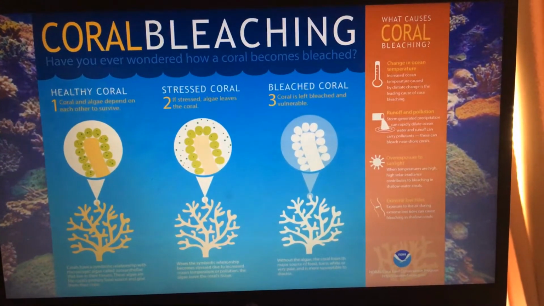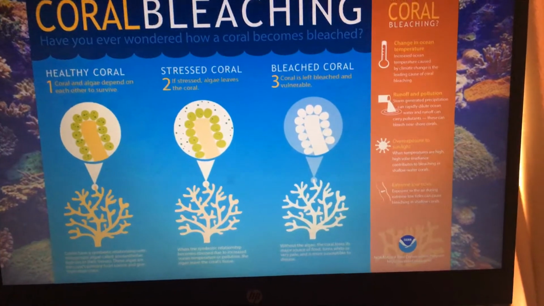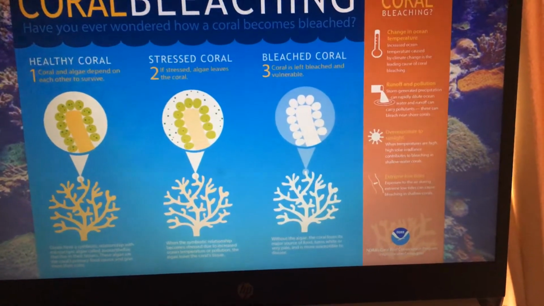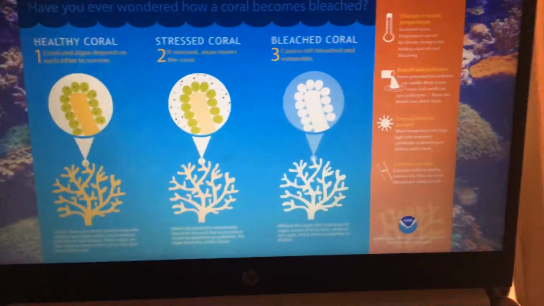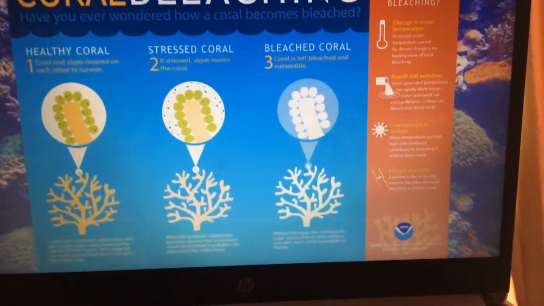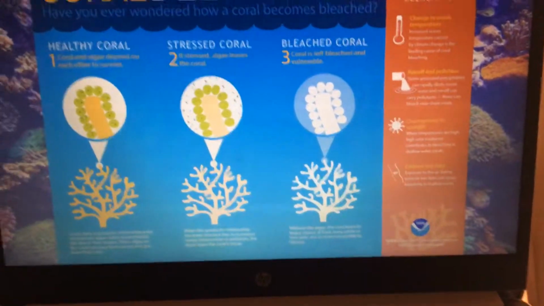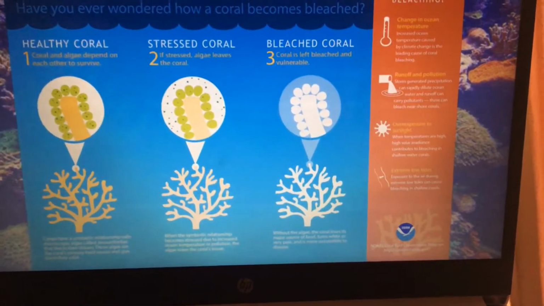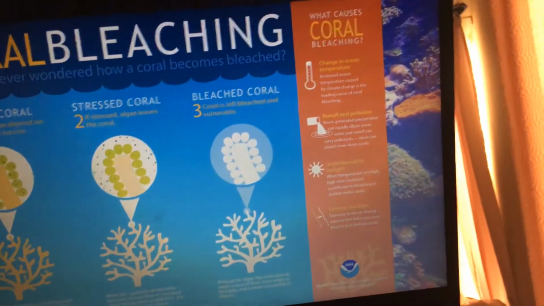Coral bleaching. Coral bleaching is when the coral loses its color. If you see coral, you will see that coral has algae on it. Coral and algae depend on each other to survive. When the coral is stressed, the algae leaves the coral, which causes the coral to lose its color. It then becomes vulnerable.